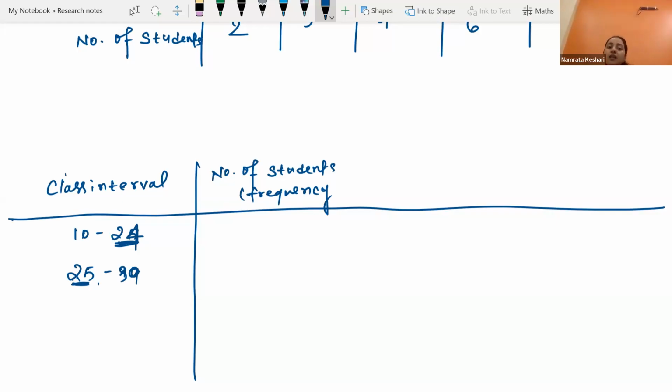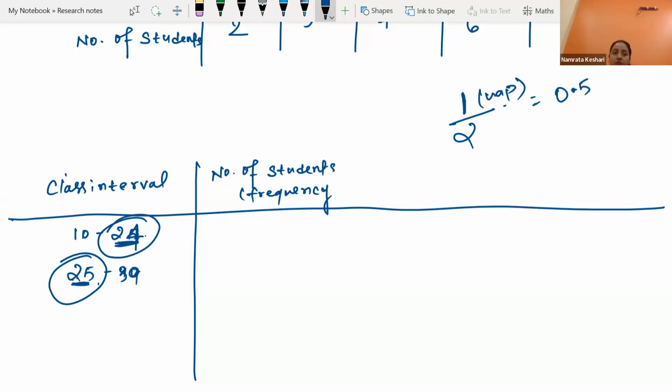ओके पहले देखते थे इन दोनों के बीच गैप कितना है. 24 पे एंड हो रहा है और 25 से शुरू हो रहा है, मतलब 1 है गैप, राइट. फिर क्या करते थे? 1 को 2 से डिवाइड करते थे, हमेशा 2 से ही डिवाइड करेंगे जो भी गैप हो. ओके जो भी गैप हो उसे 2 से ही डिवाइड करेंगे और हमें क्या मिलता था तब? 0.5. ओके और अब क्या करेंगे? ये जो 10 है इसमें से 0.5 सब्ट्रैक्ट करते थे और 24 में 0.5 ऐड करते थे. आ रहा है याद सबको?